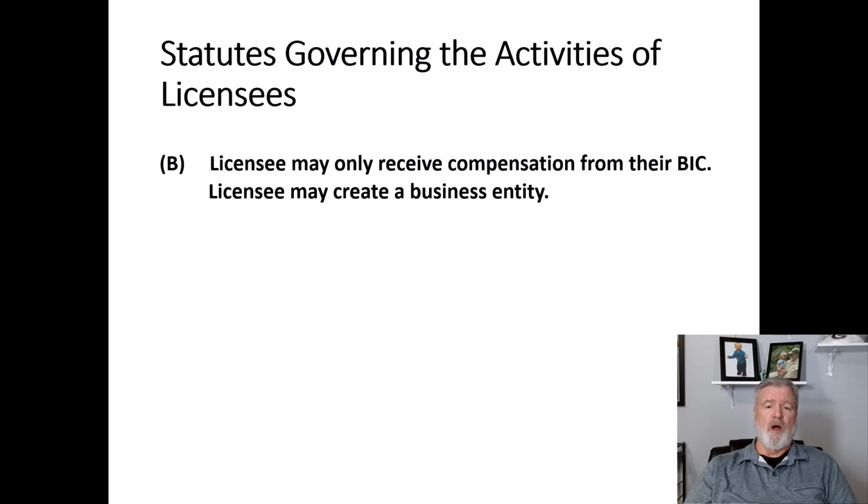Could somebody give you a gift card for a hamburger joint or a coffee shop or whatever? They might try to, but that's considered compensation. That's something of value. And what it's saying here is you cannot accept anything of value, any kind of compensation, if it did not come from your broker in charge. It has to come from the broker in charge. Now, why is this such a big deal? First of all, let me make sure we're clear on what we're even talking about here.